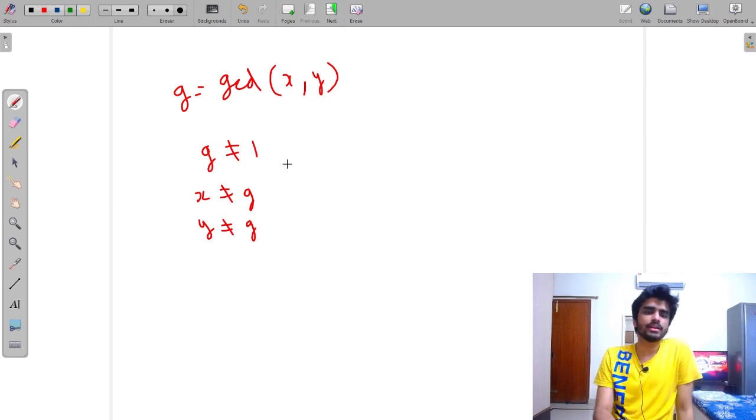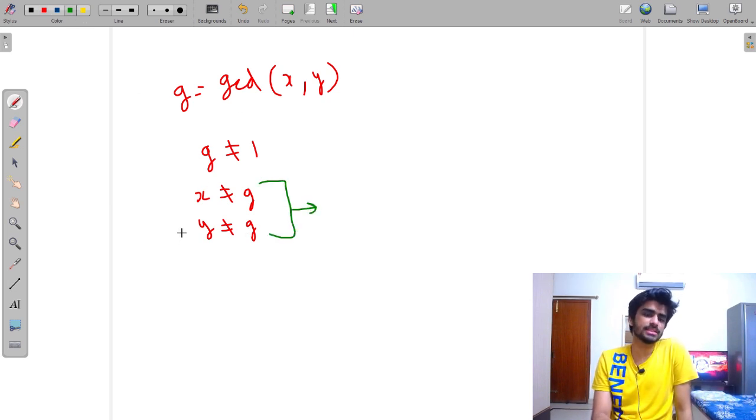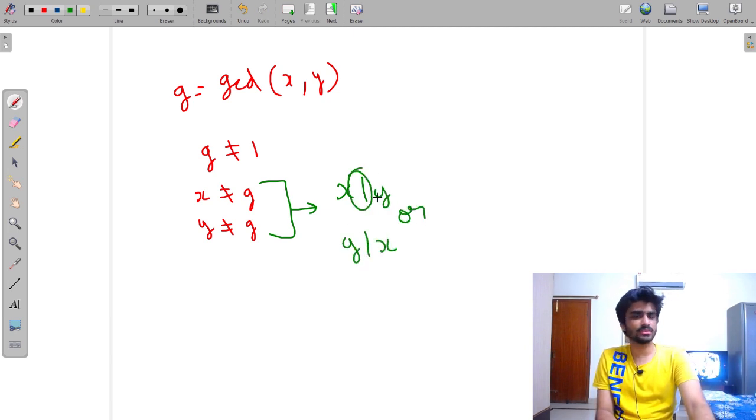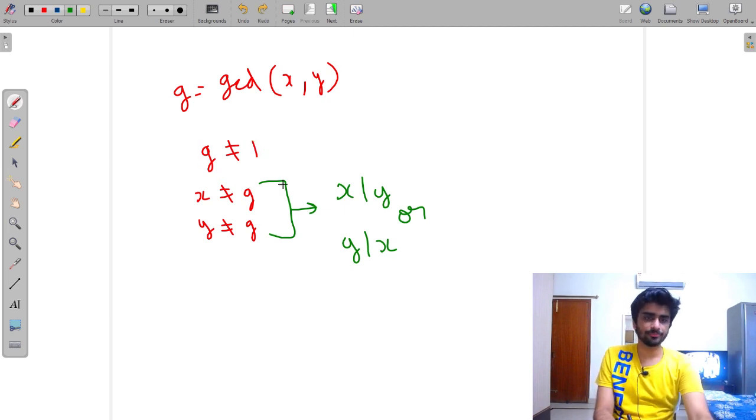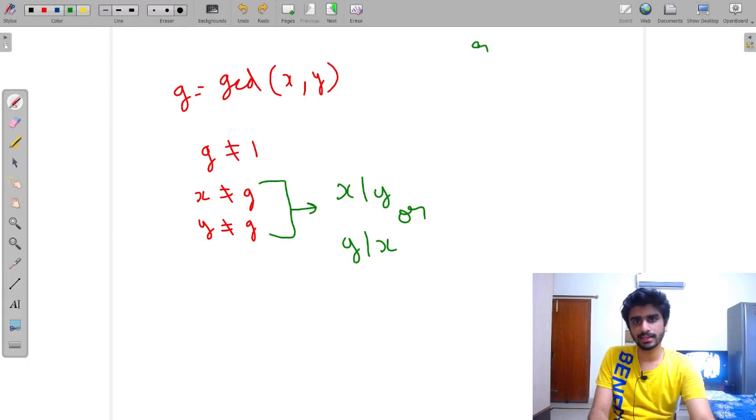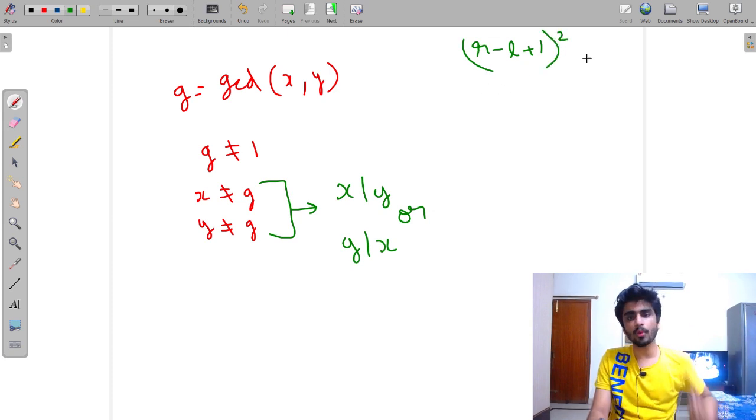Right? So what do these two mean? If x equals G or y equals G, then this means that x divides y or y divides x. This notation means that x divides y, and this means that y divides x. So we don't want this, and we don't want them to be coprime. What we can do is again find the total pairs. The total pairs will be (r minus l plus 1) squared. From this we can subtract the coprime pairs.